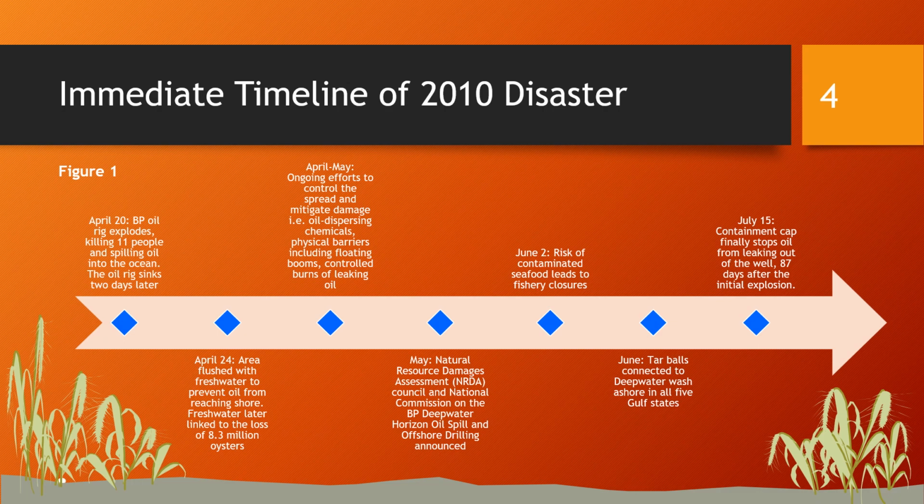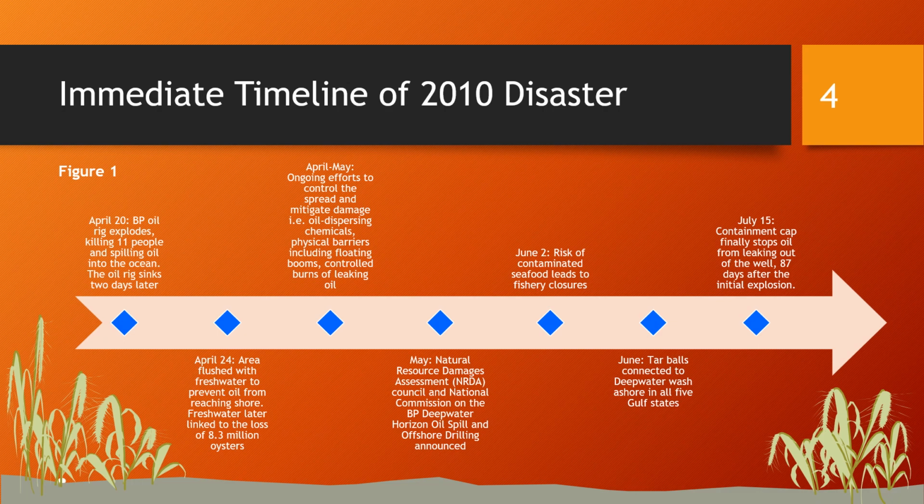efforts successfully sealed it. In an initial attempt to prevent the oil from reaching the shoreline, Mississippi released a levee to flush the area with fresh water. This surge of fresh water was later linked to the loss of 8.3 million oysters. On April 28th, government agencies began setting controlled fires to burn off oil and slow the spread. In total, 411 controlled fires were intentionally set.